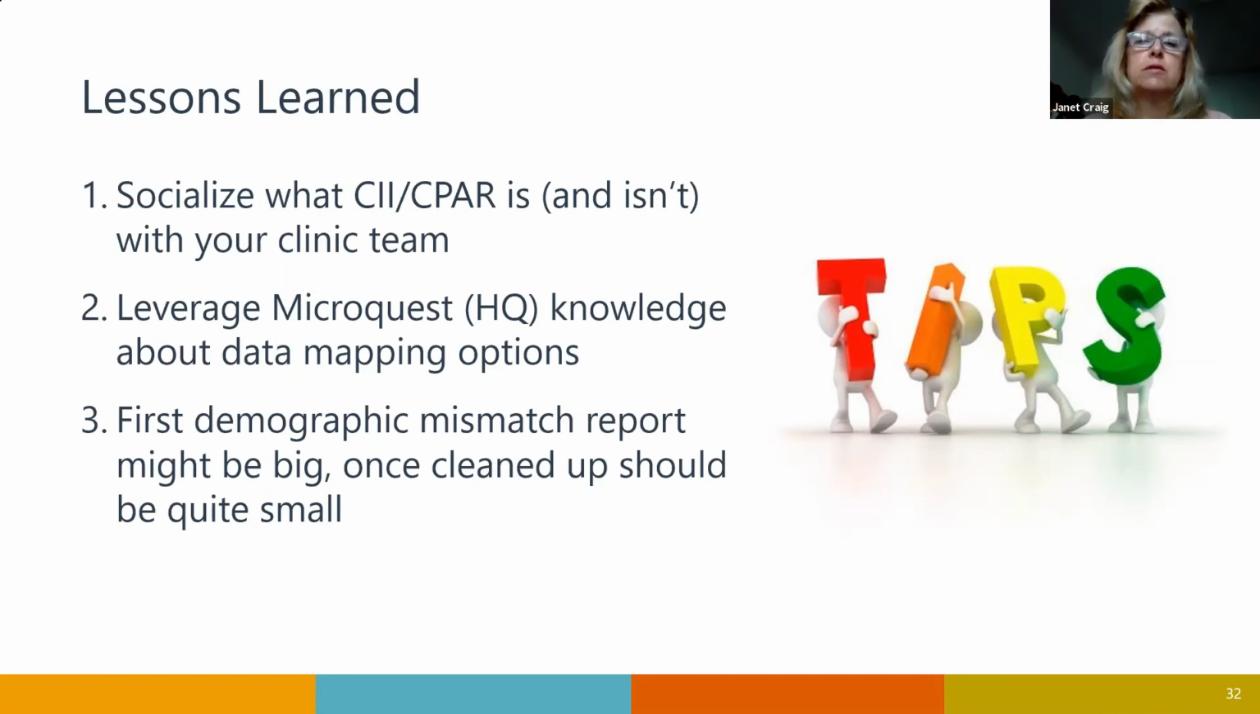And just another tip is that the first time you run your demographic mismatch report, it might be a little bit big. Now, when I say big, our first one was 27 patients. So, I mean, it's not huge, but there were a lot of minor errors, maybe one numeral mixed up in the birth date, or maybe a patient's first name had been recorded as Kim and it should have been her legal name, Kimberly, something like that. So once we cleaned all those up, the rest of the reports going forward are very small in number, 0, 1, or 2 patients at a time. So once you do that first demographic mismatch report, after that, it's much easier. Next slide, please.